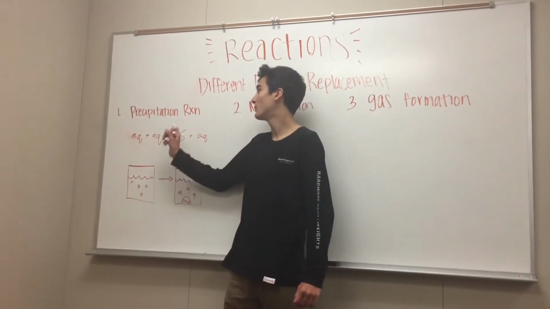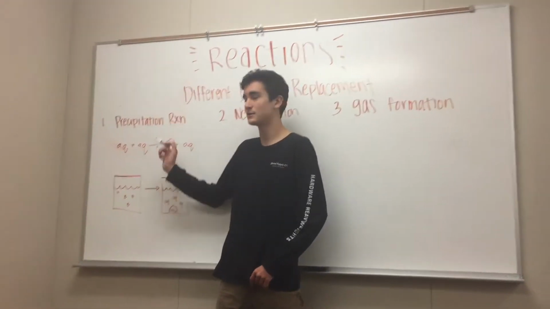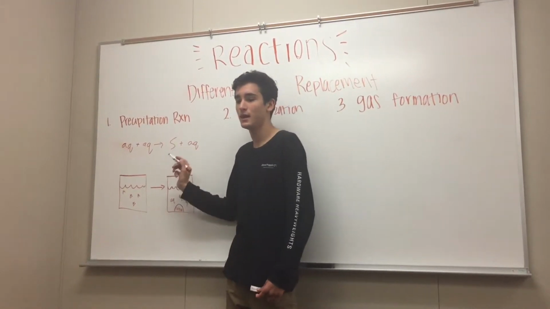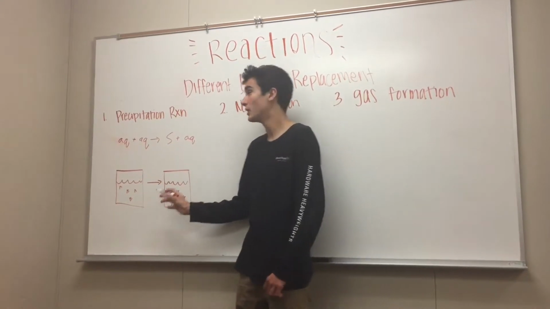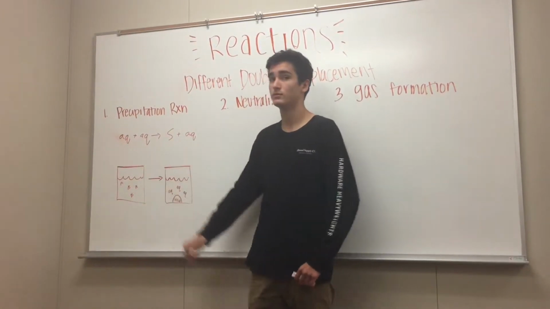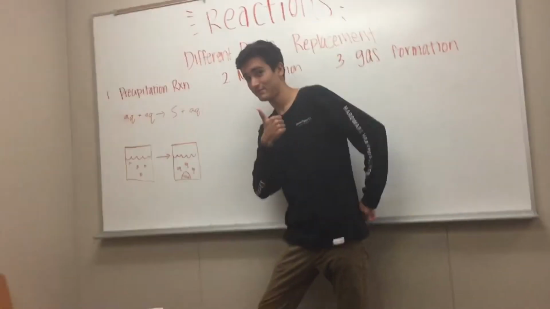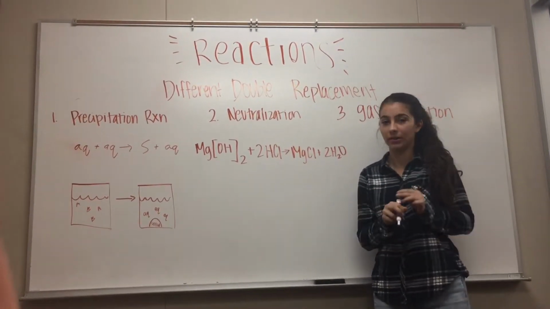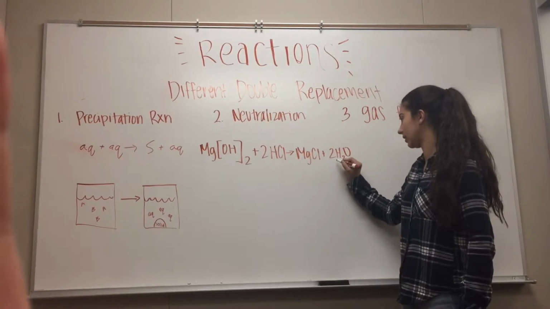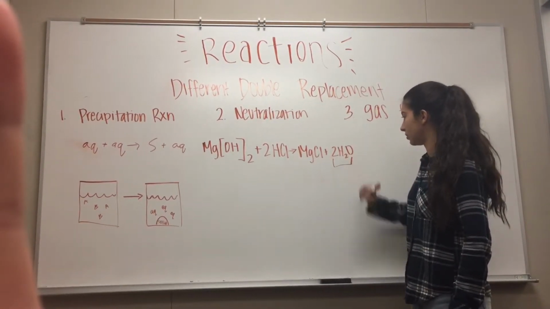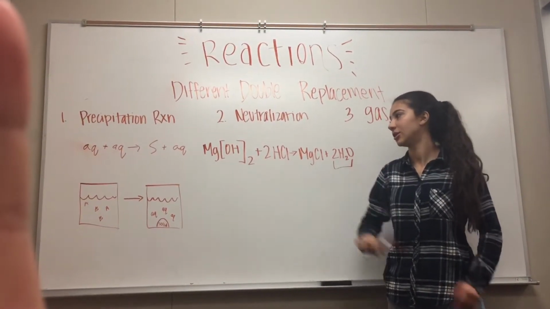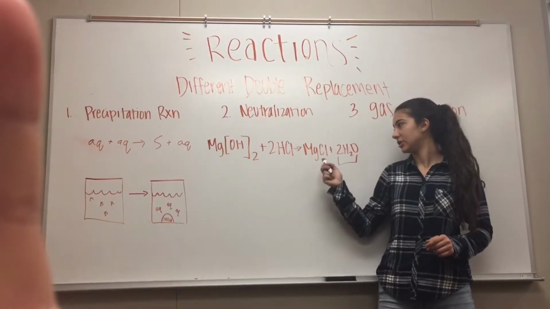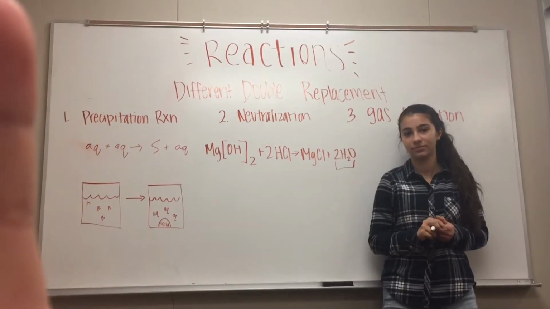One thing to note about precipitate-driven reactions is that all group 1 elements and all nitrate groups are always soluble. The second type of double replacement reactions is neutralization, and it's driven by the formation of a pure liquid like H2O. Like in this equation, you have Mg(OH)2 plus 2HCl, and it creates MgCl2 and 2H2O.